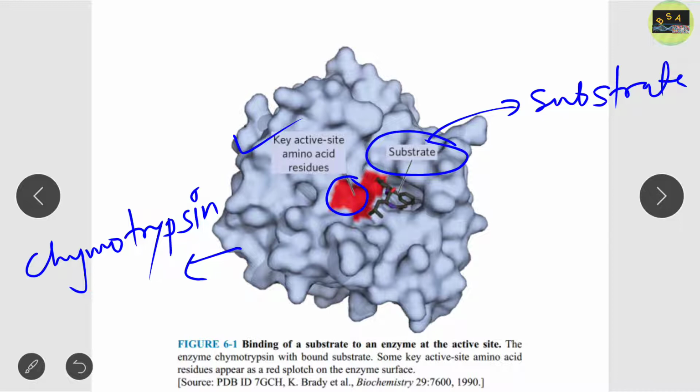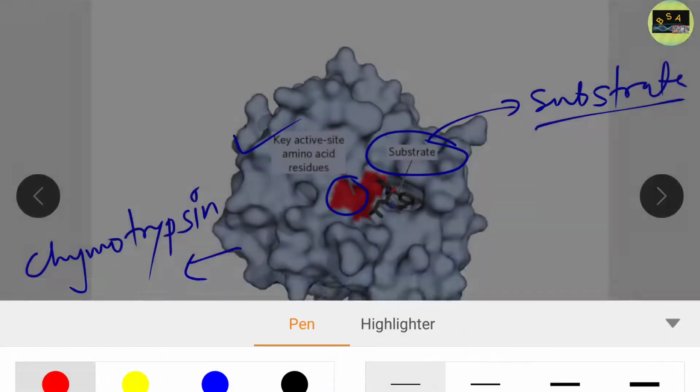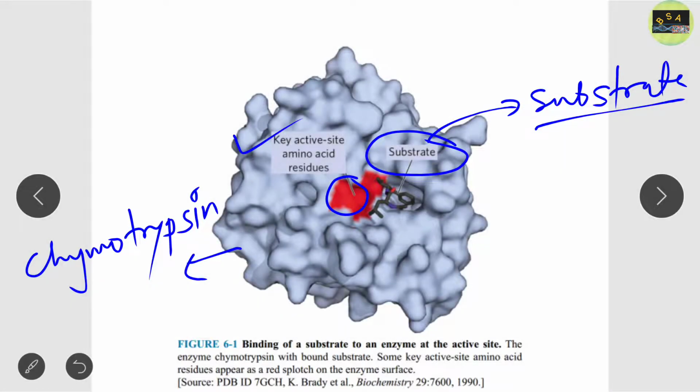Now when a substrate binds to this active site of the enzyme, then the enzyme plus substrate combine and give rise to an enzyme-substrate complex. I will show you with the help of an equation. Now what does substrate mean? Here the substrate means the molecule that is bound in the active site and acted upon by the enzyme. The molecule that is bound in the active site of an enzyme.